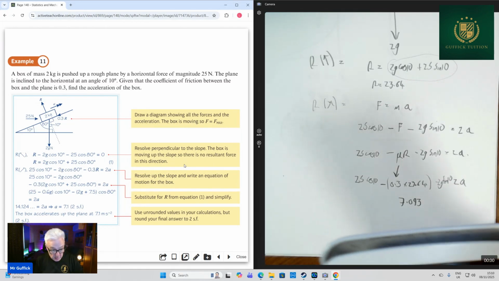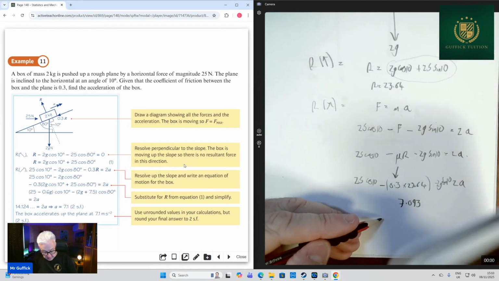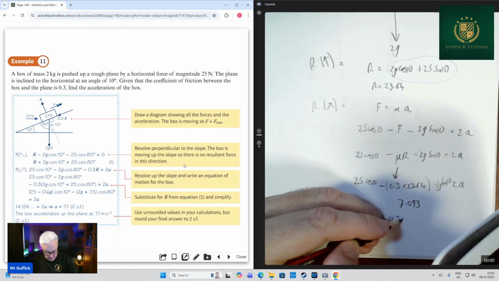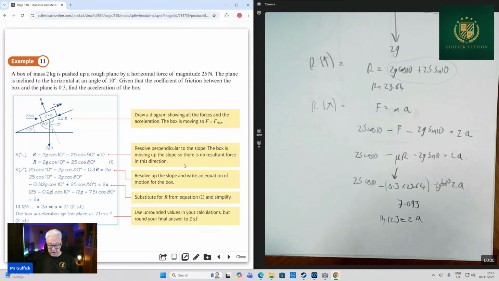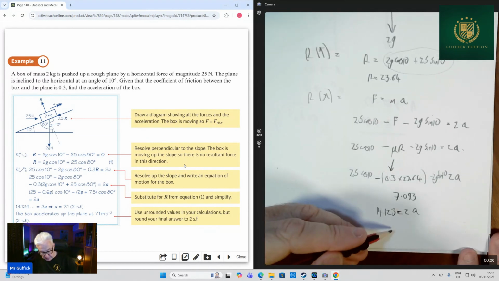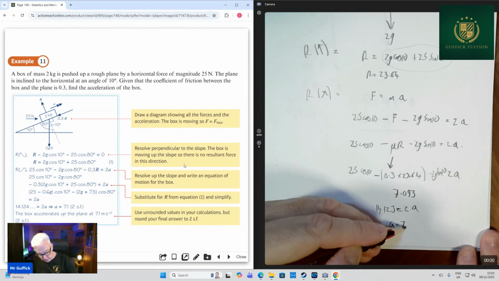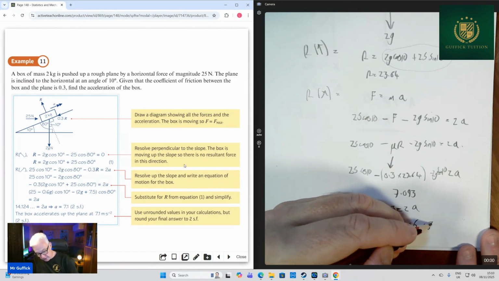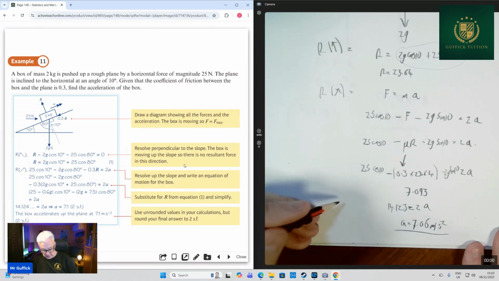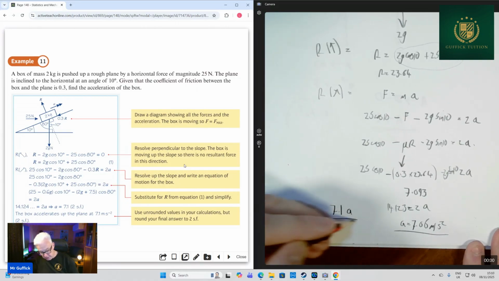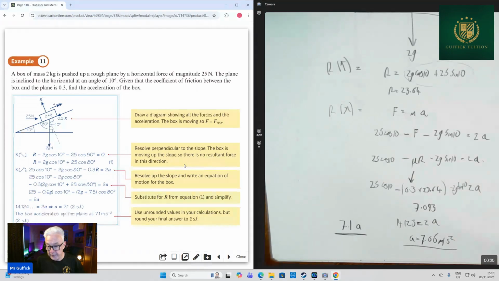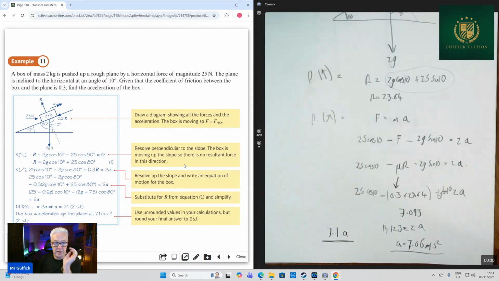That's looking promising. I get that 14.123 is equal to 2a. And then finally, I'm just going to divide that answer by 2. And I find that I get 7.06. So the acceleration is equal to 7.06 meters per second squared. And so if I give that to two significant figures, that's going to be 7.1. But yeah, I agree that those inclined plane questions can be really, really tricky for sure.